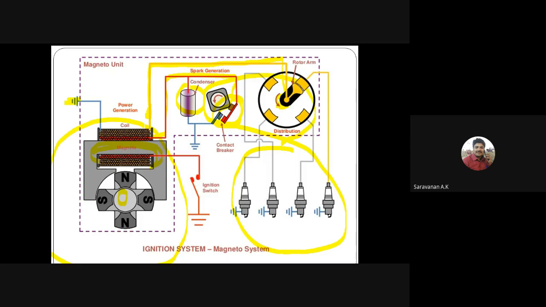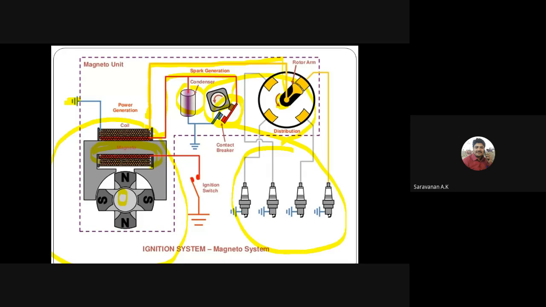So one of the two will rotate, right? Either the magnet is stationary and the coil rotates, or the coil is stable and the magnet rotates. So during the rotation, what will happen? The EMF will be produced in the coil. So this is the only difference between the magneto ignition system and this one.